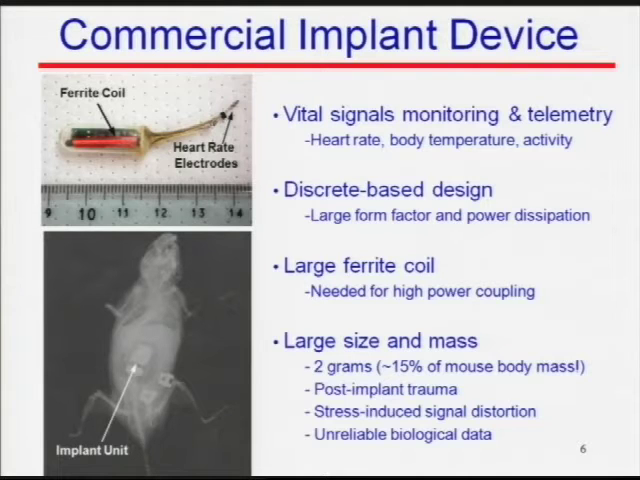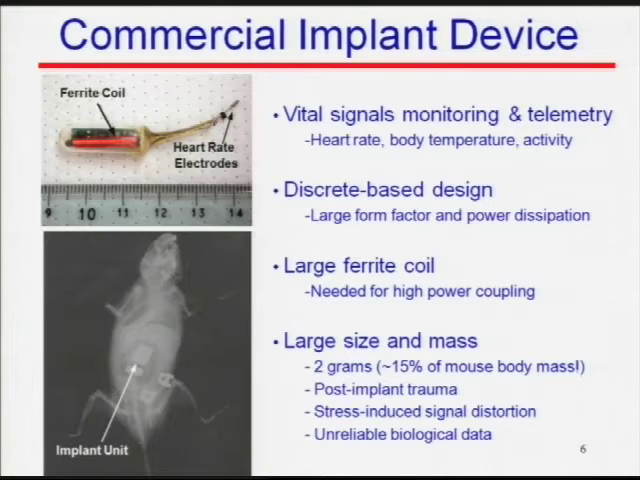So this unit provides vital signal monitoring and data telemetry. For example, it allows you to measure heart rate, body temperature, and activities. But now, if you look at this design, without opening this glass encapsulation, if you design integrated systems, it's very clear to you, right? I call it a discrete-based design. It has PC boards, many chips, resistors, capacitors, and a large ferrite core. So by looking at this picture, you know that a discrete design will always lead to a large form factor and a large power dissipation.